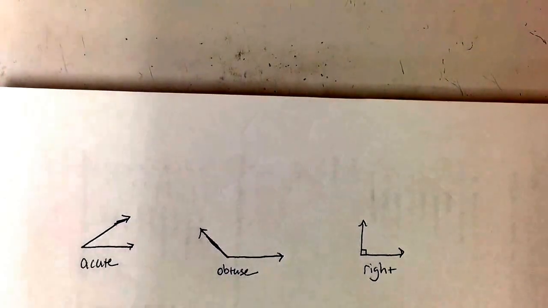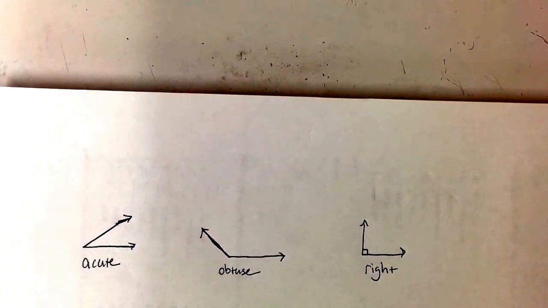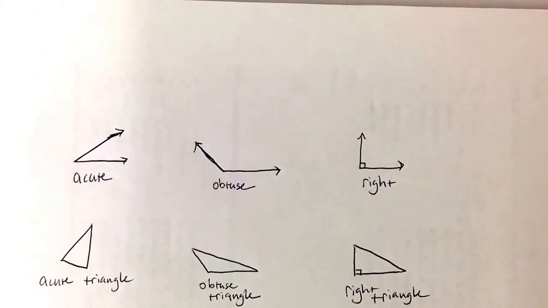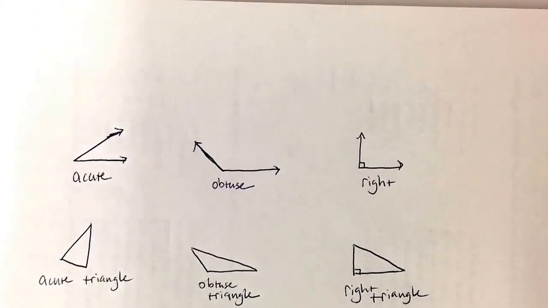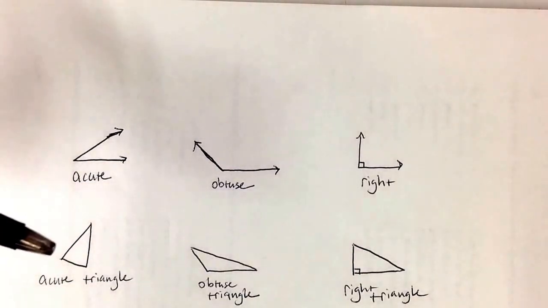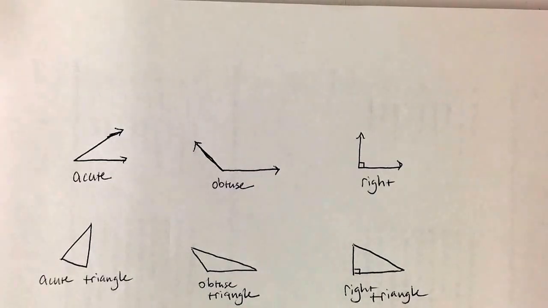I can classify triangles one of two ways, either by the sides or by their angles. So let's look at the angles first. The angles inside a triangle always add up to 180. So do keep that in mind. So look at this acute triangle. An acute triangle has three angles smaller than 90 degrees.